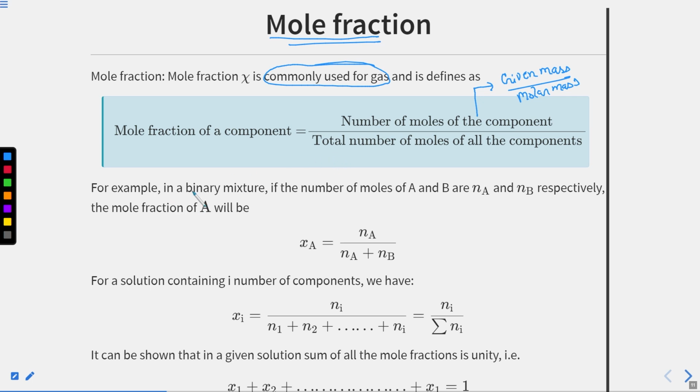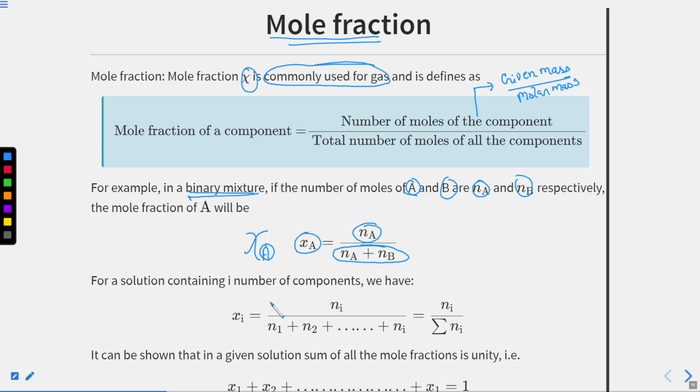Now let us take the example of a binary mixture. I have told you earlier also, we will take mostly the binary mixture. Suppose A has Na number of moles and B has Nb number of moles. So what will be the mole fraction of A? It is chi A, so do not get confused. It is represented by chi, and in subscript we have A, for which we have to find the mole fraction. So chi A is equal to the number of moles of A by the total number of moles, that is Na plus Nb.